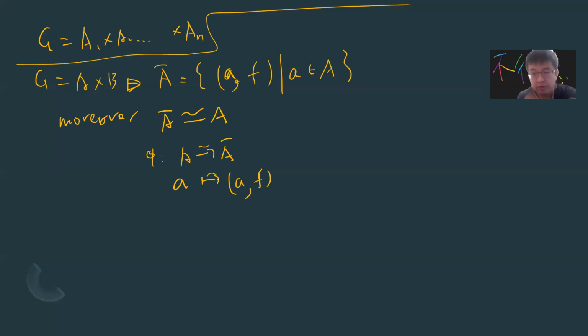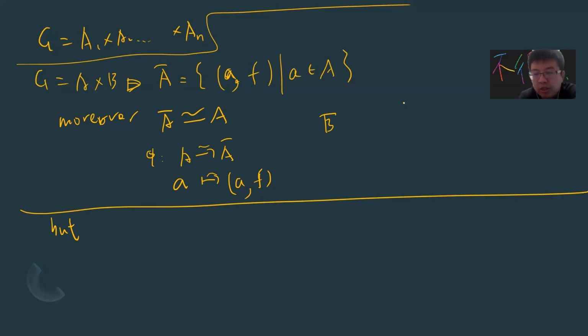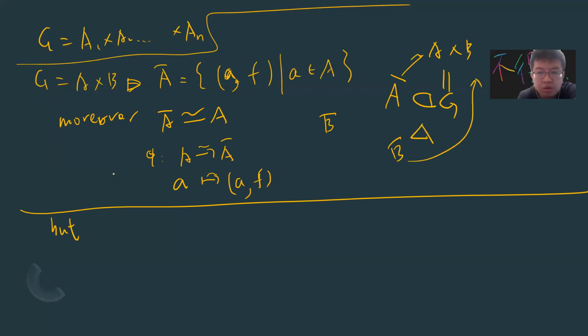So this is an isomorphism, and also you can define a B bar. This tells you that if G is an external product A times B, then you can guarantee that there is a normal subgroup which is isomorphic to A and a normal subgroup which is isomorphic to B. So what we are saying is that if G is a direct product A times B, you can find A bar isomorphic to A and B bar isomorphic to B, and they are all normal.